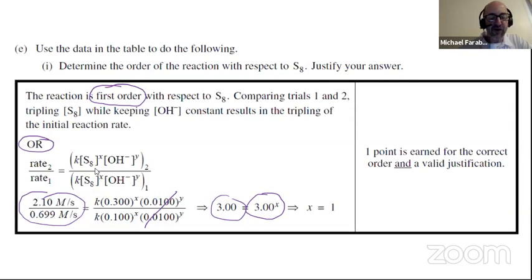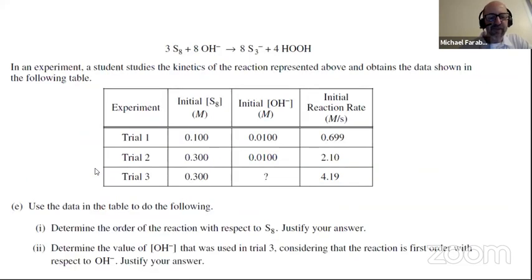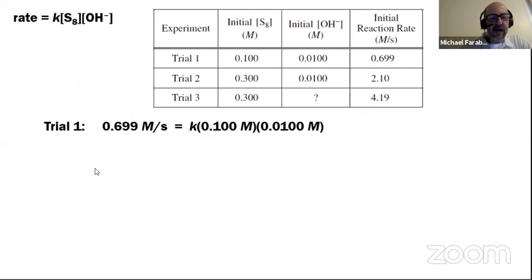All right, the next part, we have the question mark in the table. Determine the value of the hydroxide concentration that was used in trial 3, and they're coming out and telling us that the order is also first order with respect to the other reactant. So we have first order with respect to sulfur, and we have first order with respect to hydroxide. So there is our overall rate law. One way you can solve for this question mark is you can go ahead and calculate the value of K.